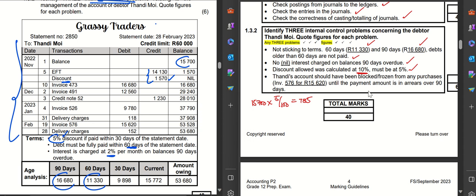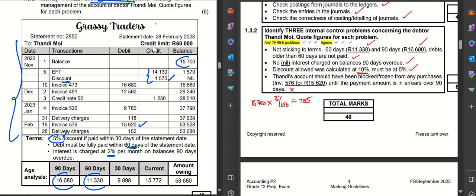The last point. Tandi's account should have been blocked or frozen from any other purchases. So we should have stopped selling to her because she is not complying to the credit terms. Tandi's account should have been blocked or frozen from any purchases. All right. Invoice 576, which is this one here, of 15,620 should not have taken place until the payment of the amount that is overdue was done. All right. So we should have stopped her from buying because she is not complying to the credit terms.